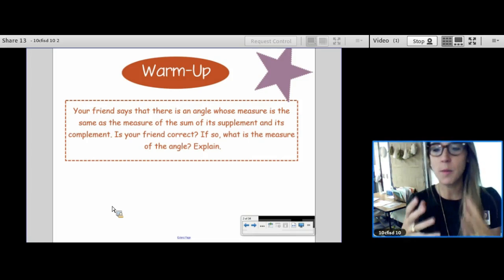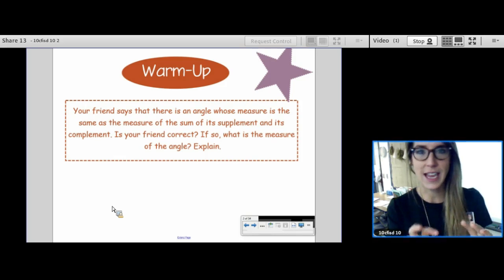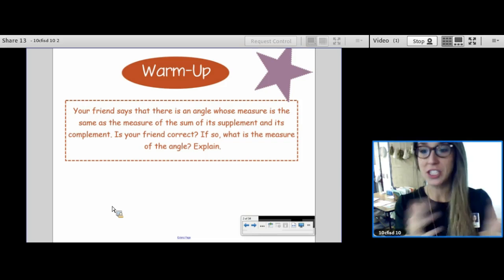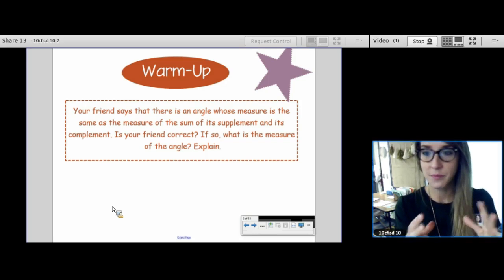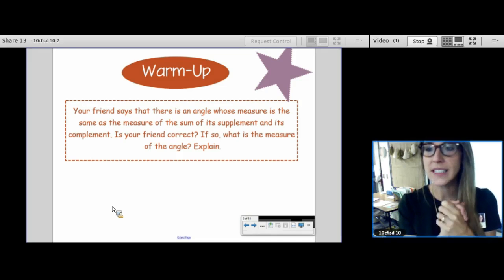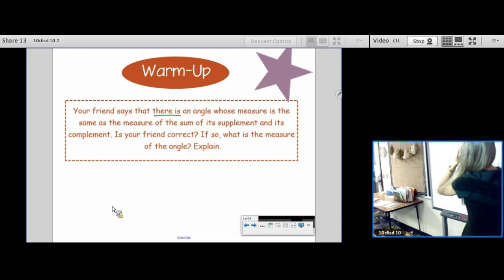What I feel like this warm-up is teaching you to do is to translate English to math language. We are going to be translators. Are you ready to translate? Here we go. Your friend says that there is an angle. Let's stop there. There is an angle.